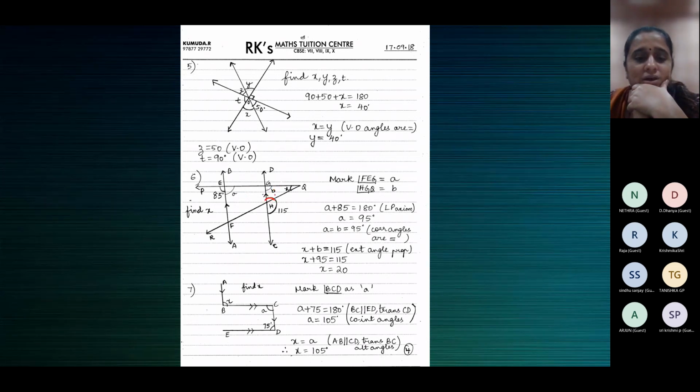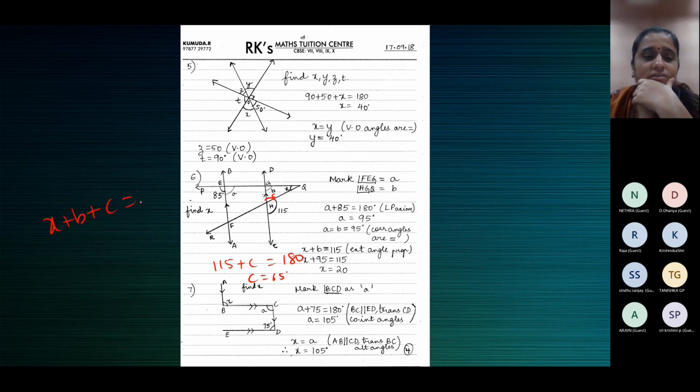So Danya says find A and B as usual. Mark this one as C, and say 115 plus C is equal to 180. So C is equal to 180 minus 115, which is 65 degrees. Now she says X plus B plus C is equal to 180. X is what we have to find. B we found and C is 65, equal to 180.